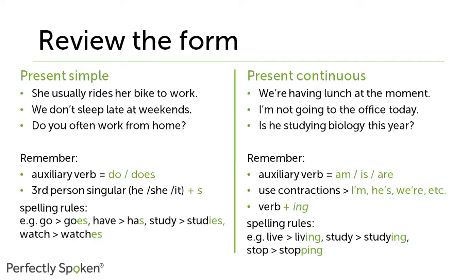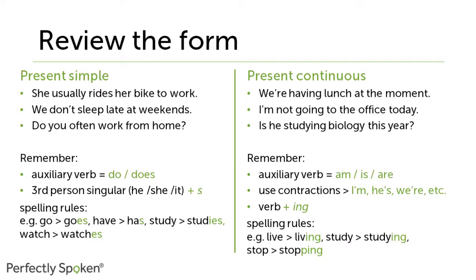When we use the third person singular, we add an S to the verb. So, for example, go, goes; have, has; study, studies; watch, watches. And you'll notice with these examples, the spelling changes just a little bit. Okay, so you have that as a reference. Let's move on to the present continuous.